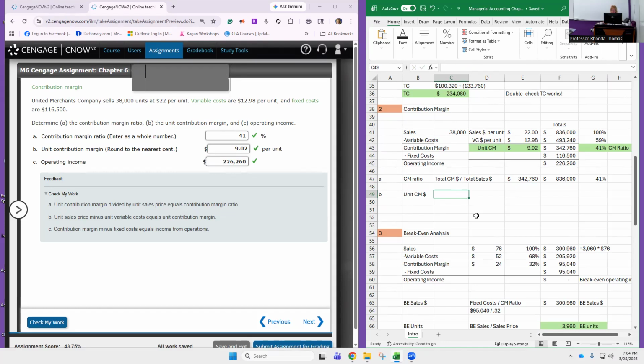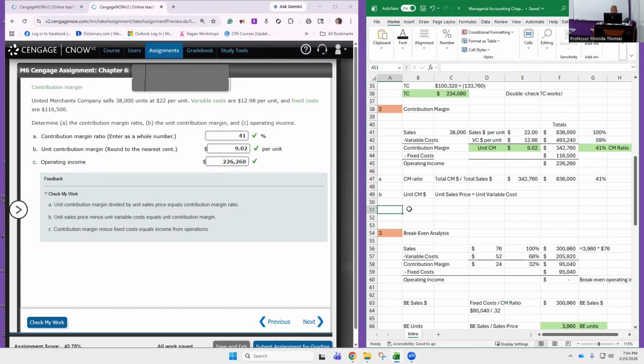Okay, so how you figure this is your sales dollars per unit. You could say unit sales price less the variable costs, right? Unit variable cost. Okay, that's one way to do it. So it's 22 minus 12.98 gives you your unit contribution margin.